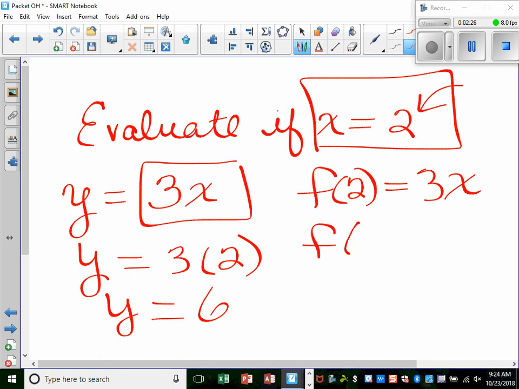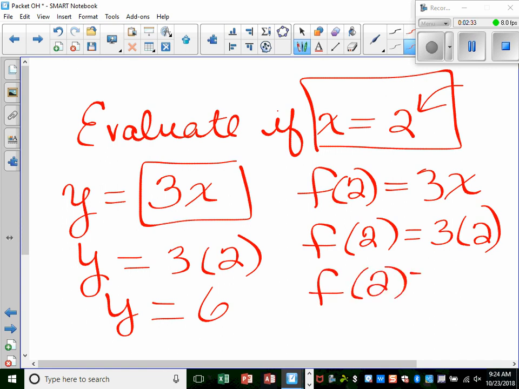So you would say, okay, 3 times 2. So when x is 2, y is 6. It's really the same thing. It's just looking at this a different way because we call this function notation. Okay, but you've been doing this before. You know how to substitute a number into an equation. It's the exact same thing.